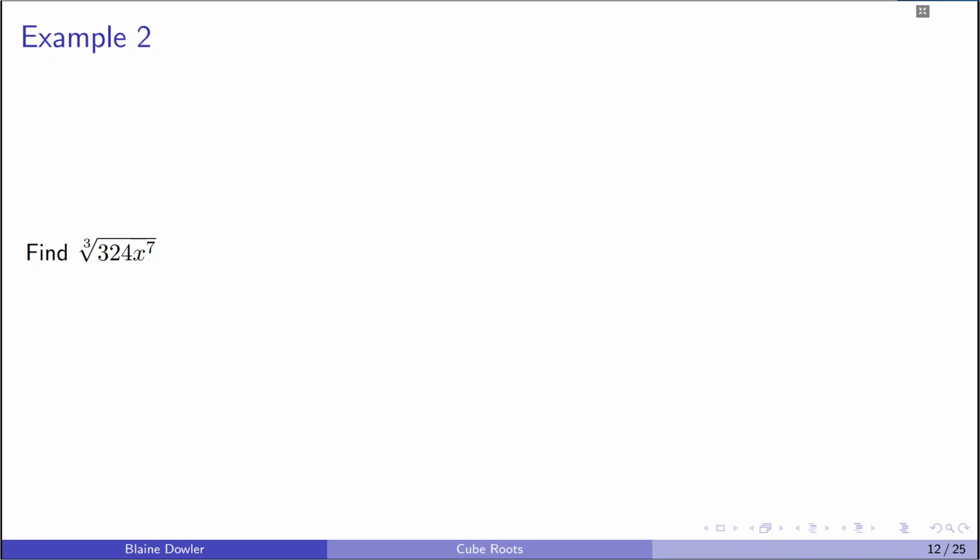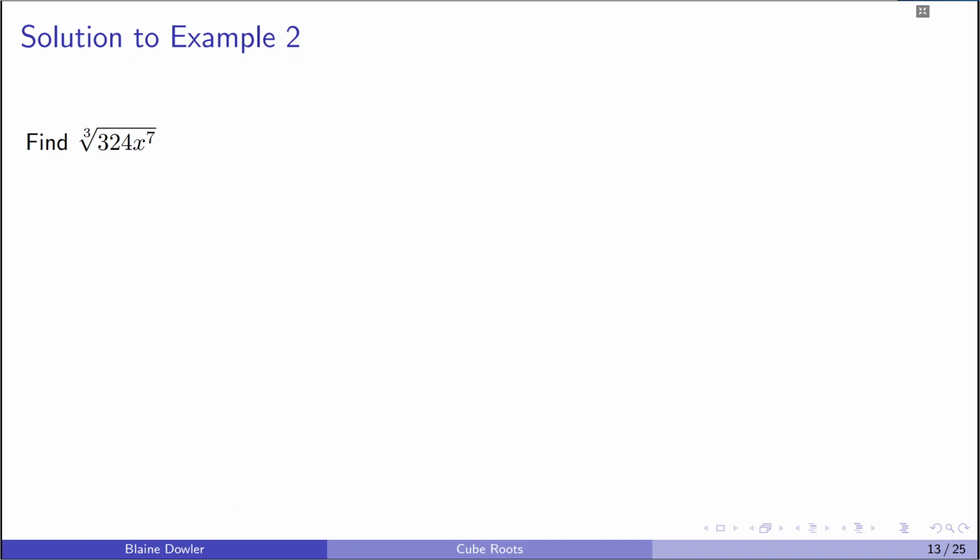Now the cube root of 324x to the 7. Let's start breaking it down with our prime factorizations. 324 is 2 squared, 3 to the 4th. Now our cube root, 2 squared, doesn't have 3 2's, so those are going to both stay behind. 3 to the 4th, that's 3 cubed and another 3. So the 3 cubed can come out, and x to the 7th becomes x to the 6, x to the 1.